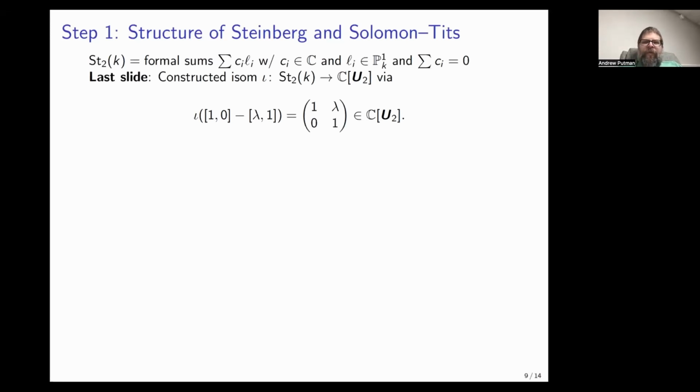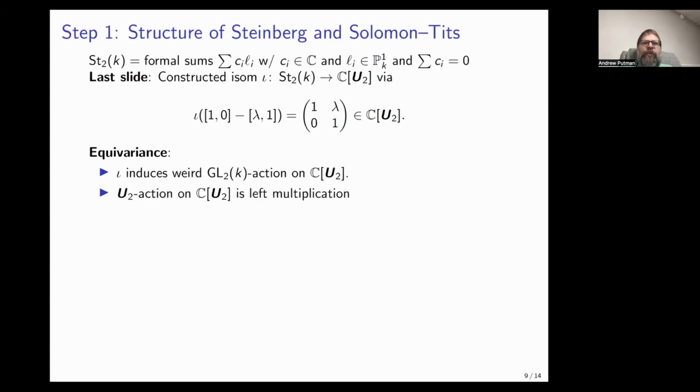And so there's a question. So I want to make an observation. GL2K acts on, well, it acts on the Steinberg representation. So because I have this isomorphism, I can transport that to a really weird action of GL2K on the group ring of this U2, of this unipotent group. It is really a strange action. It's hard to wrap your head around.